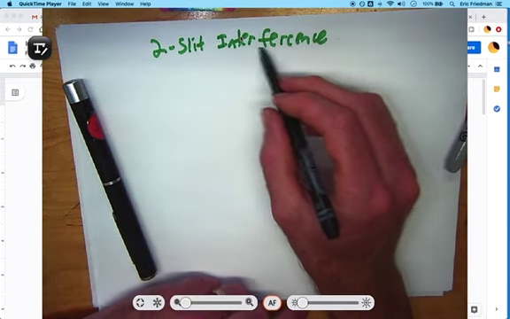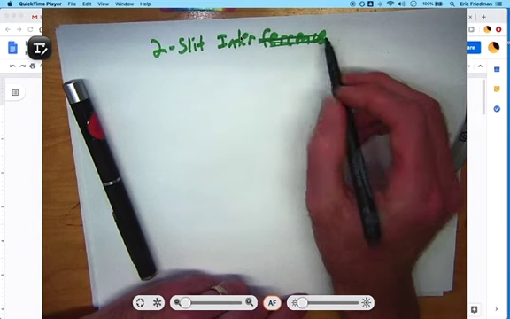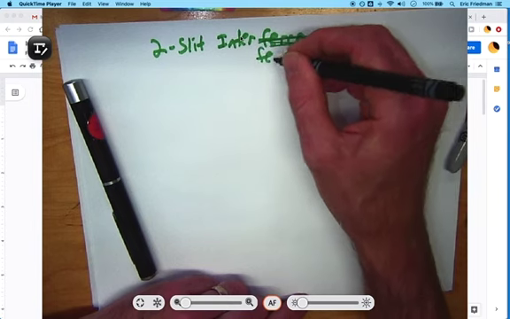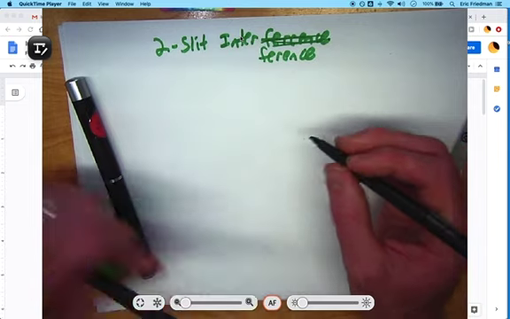That's not how you spell interference. Okay, we'll try it again. Interference. All right, good enough.